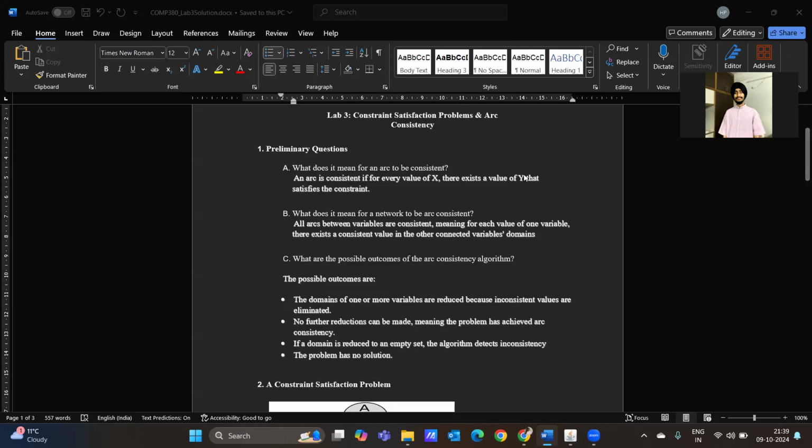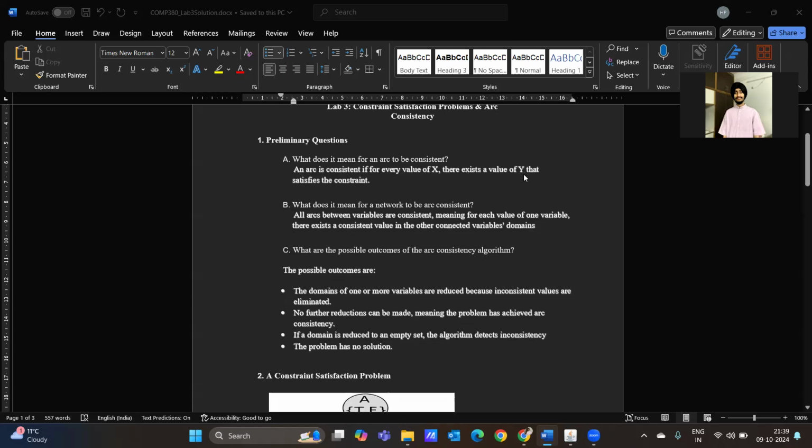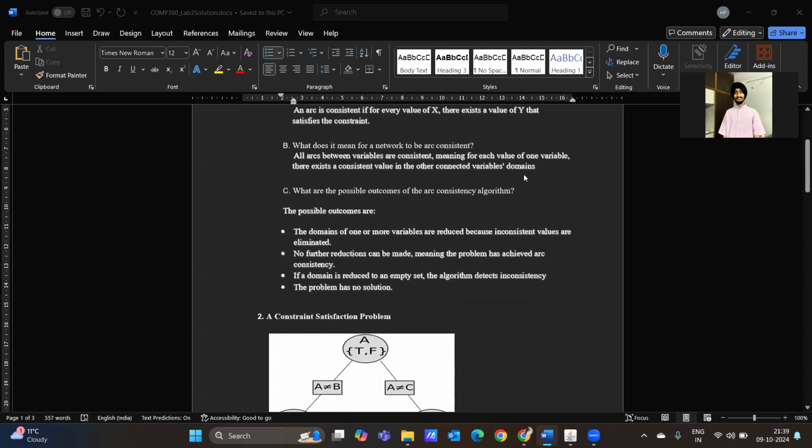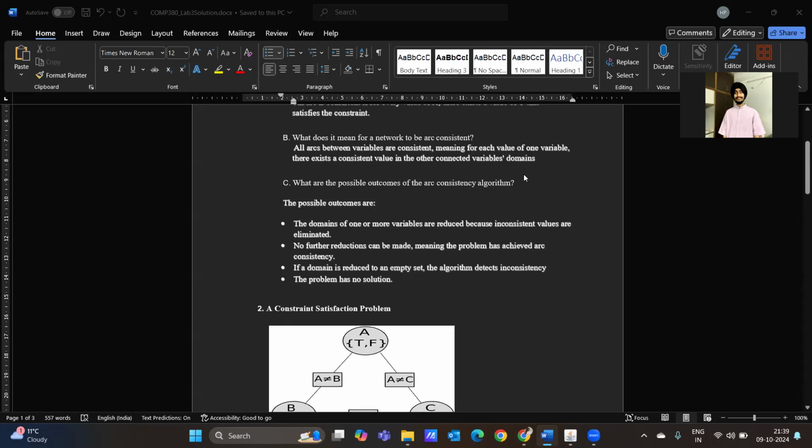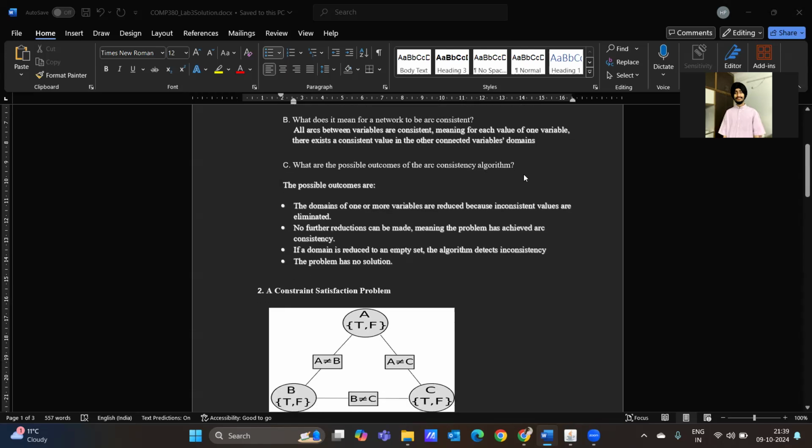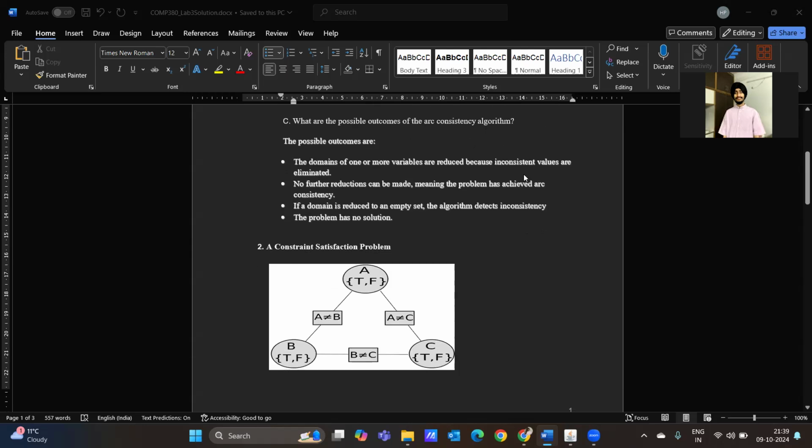So the first part A: what does it mean for an arc to be consistent? Basically, an arc is consistent if for every value of x there exists a value of y which satisfies the constraints. And part B: what does it mean for a network to be arc consistent? All arcs between variables are consistent, meaning for each value of one variable, there exists a consistent value in the other connected variable's domain.